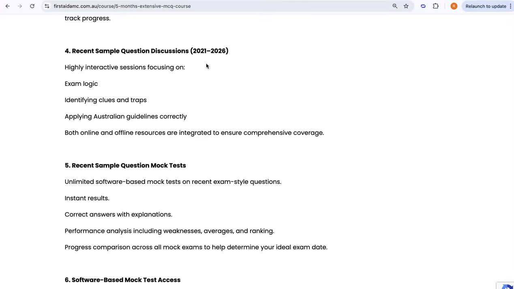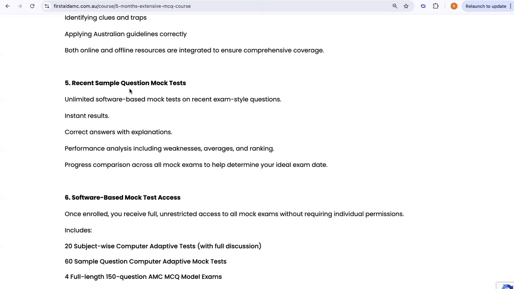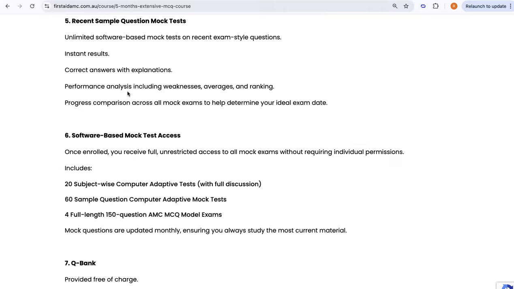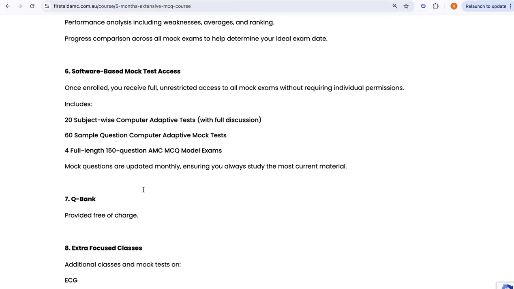We try to cover the recent questions in a live class, but in the student portal, you will see all the questions solved that we have done since 2021. It will be available for you. You also get the mock test related to the sample questions that we discuss. And every month we update the questions in the portal, and you get unlimited mock exams there. There are lots of mock exams: subject mock exams, monthly mock exams, and also the grand mock exam, which is the full 150 question mock exam.